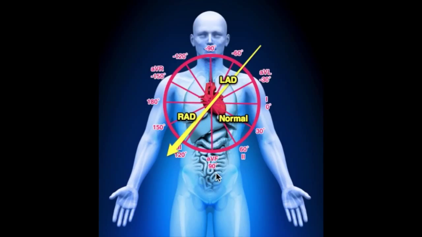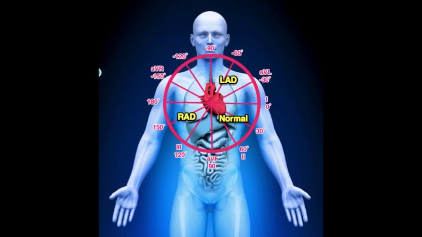So basically, what's happening now is there's some sort of pathology going on, and it's sending the average of the electricity off in this direction, and we're going to see in lead 3, which is the lead that most resembles our axis, lead 3 is going to have that nice positive deflection. And what's the opposite? What's the lead that is going in the opposite direction of our axis? It's AVL. So AVL would have a negative deflection in the case of right axis deviation.